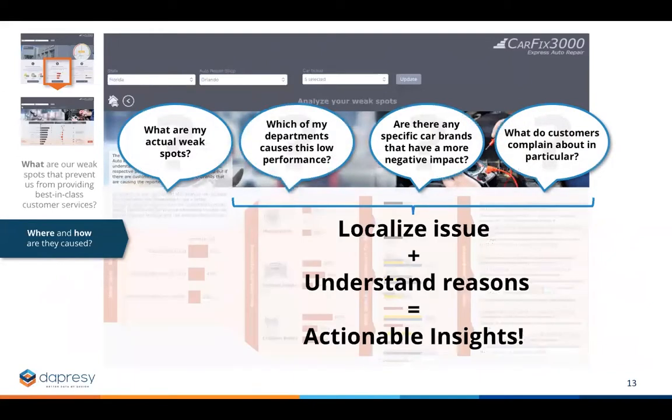And this kind of approach is basically about localizing the issue, which is the first 3 steps. So what weak spots do I have? What department is affected and what brands? And then last but not least, understanding the reason, which is driven by the open comment of customers. And together, the localized issues and understanding the reason leads to actionable insights. So that is the very, very operational way of helping specific units in an enterprise to increase their performance.